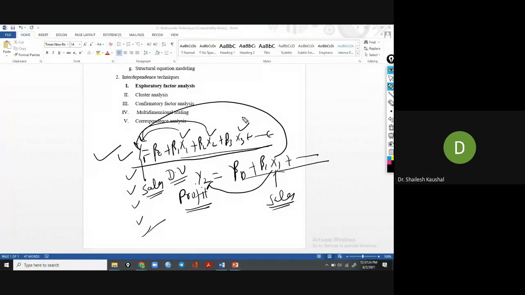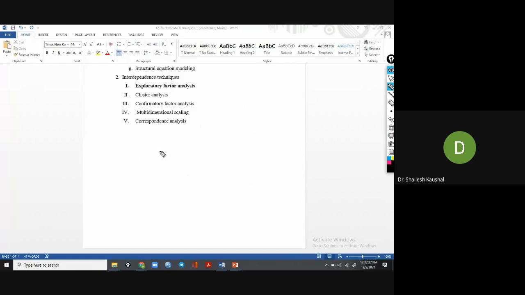But in structural equation modeling, we simultaneously analyze a large number of equations. This is the big advantage of structural equation modeling. We measure many equations simultaneously.